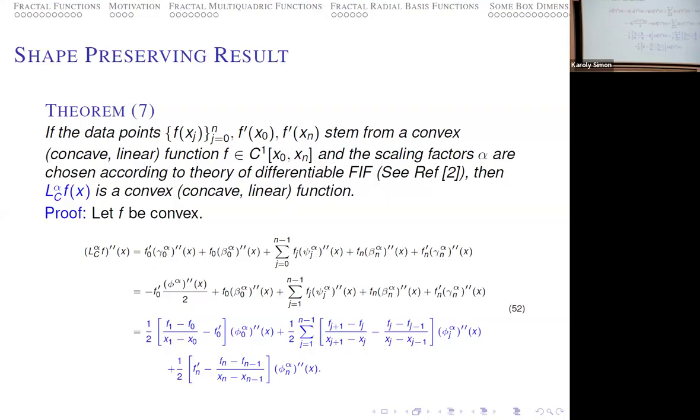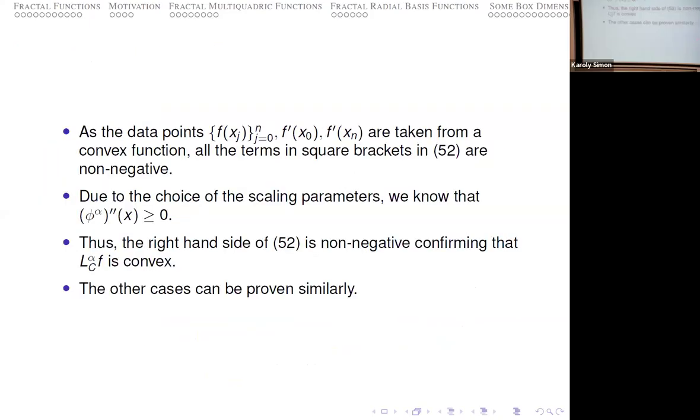Similarly, if you assume this original function is concave, you will find that all these terms in the brackets are going to be less than or equal to 0. So we'll find this is concave, and similarly if it is linear, you'll find these expressions are going to be 0, and we'll get this result.